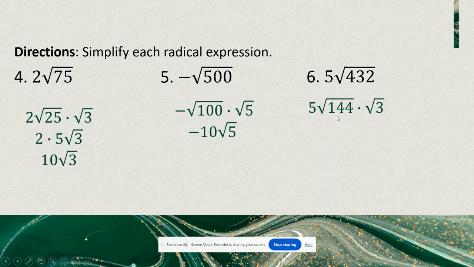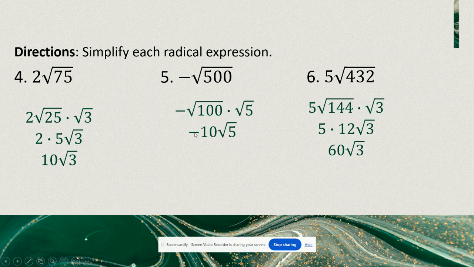Well, hopefully we all know 144 is a perfect square and that the square root of 144 is 12. So I'd have 5 times 12 root 3. Well, 5 times 12 is going to give me, hopefully you know this from a clock, right? How many seconds are in a full rotation of the clock? 60. So my final answer would be 60 root 3.